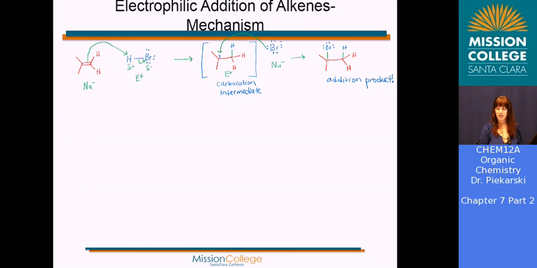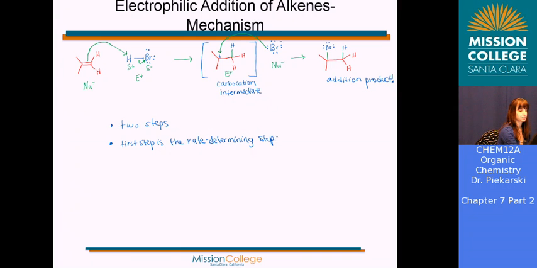Now, what are some properties we already know about this particular mechanism? How many steps is it? It's 2 steps, good. Which step is the rate determining step? The slowest step is the first step, excellent. The first step is the rate determining step. We learned that when we talked about thermodynamics and energy diagrams in the last chapter. First step is the rate determining step. And is this reaction spontaneous? Yeah. It's a spontaneous reaction because it has a negative delta G. Right? That's what we're looking for here. So the products are more stable than the reactants.